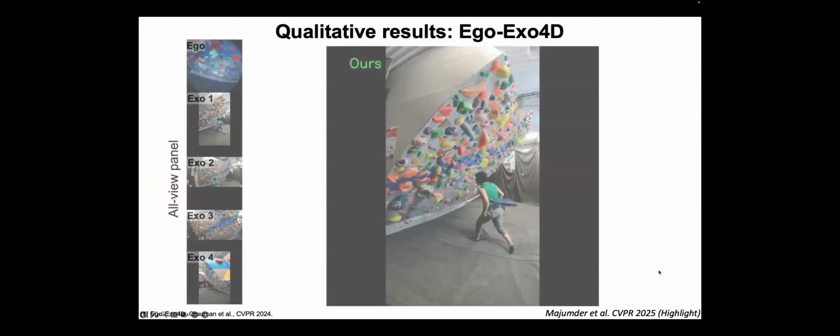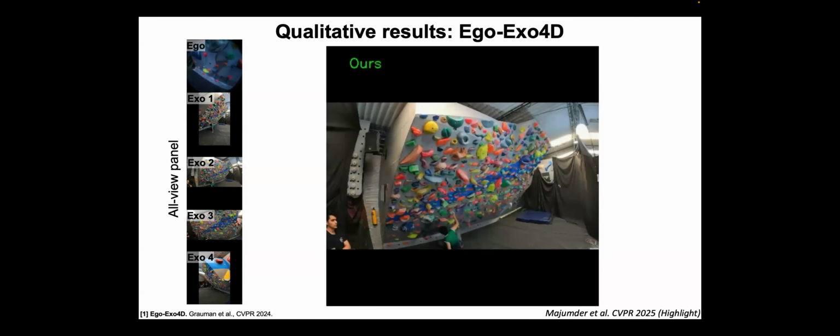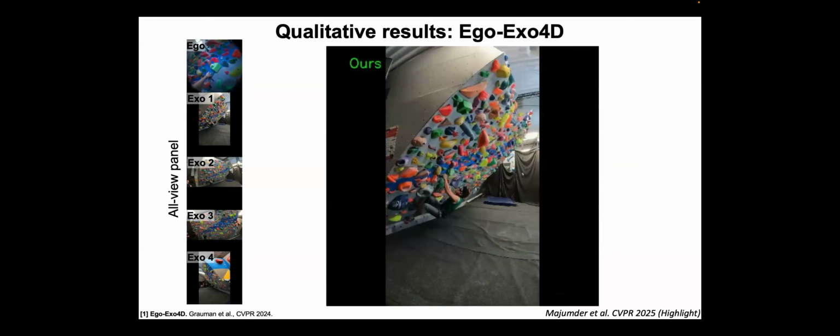Here we show our view selector at work on the Ego-Exo4D dataset. On the left, you will see all views for the video. In the center, you will see our model's chosen view. So note here how our model chooses the ego view when showing important grips. On the other hand, it picks an exo view when the climber moves on the ground, looks away from their hands and feet, or falls down.